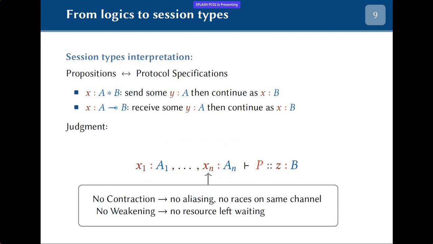And now we can understand a little bit this restriction on contraction and weakening, what it means behaviorally. No contraction will correspond to the fact that no aliasing can happen on the channels that we can use, which means that there are no races on the same channel. The absence of weakening, instead, is ensuring that all these channels will be used to completion, which means that no one providing those protocols will be left waiting.